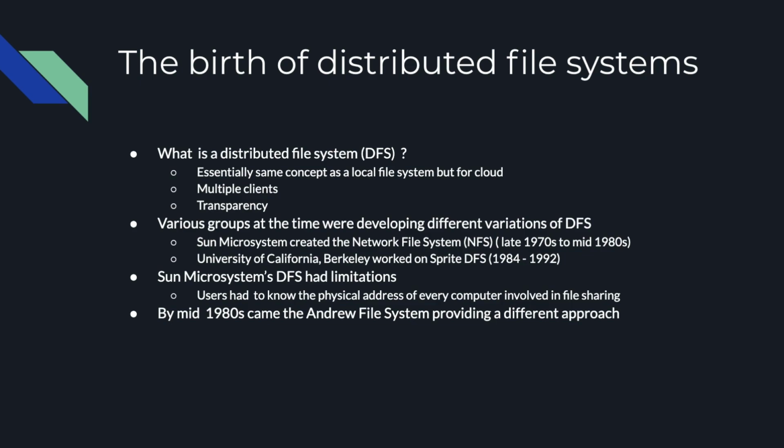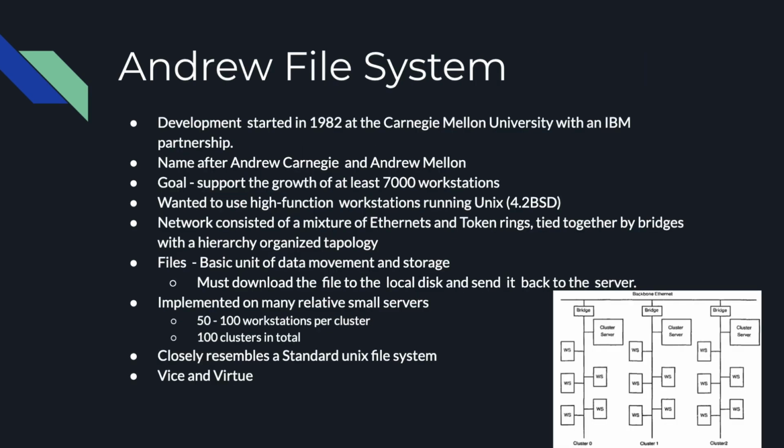By the mid 1980s came the Andrew file system, providing a different approach. The Andrew file system development started in 1982 at the Carnegie Mellon University with an IBM partnership. The name came after Andrew Carnegie and Andrew Mellon, the founders of the university. The goal was to support the growth of at least 7,000 workstations on the campus, so that students could go from one workstation to another and access the same files without noticing any performance issues.